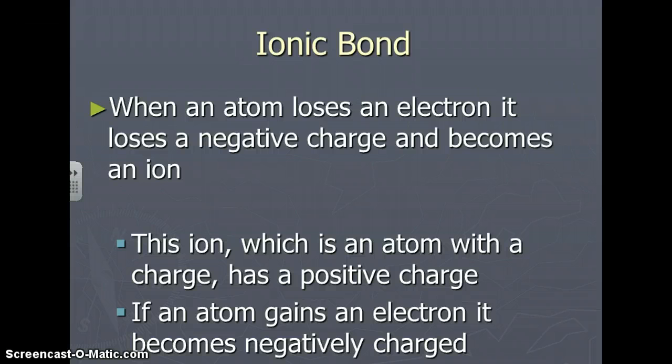Remember that generally the number of protons and electrons is equal. But in an ionic bond, an atom loses one of the valence electrons. It goes away, like one of those kindergartners at recess. Okay, it goes away. And so the atom has a positive charge. If an atom gains an electron, then it has more electrons than it does protons, then it's negatively charged.